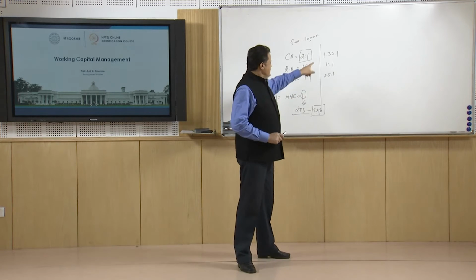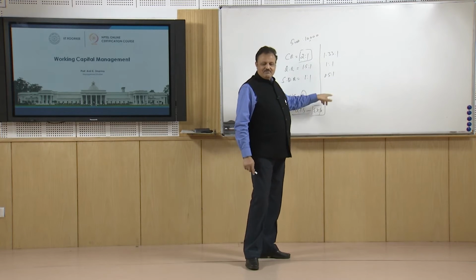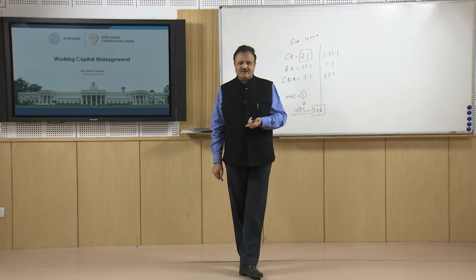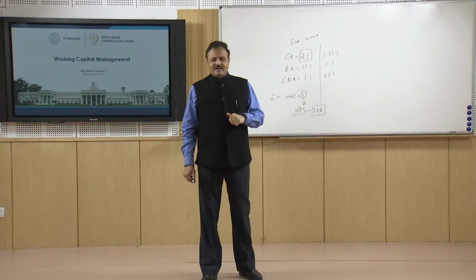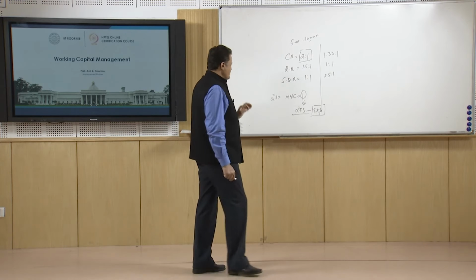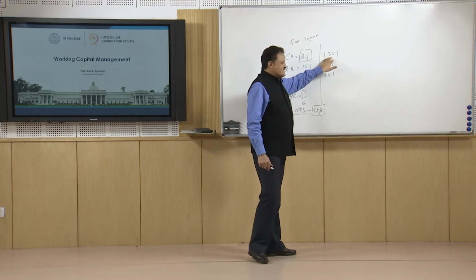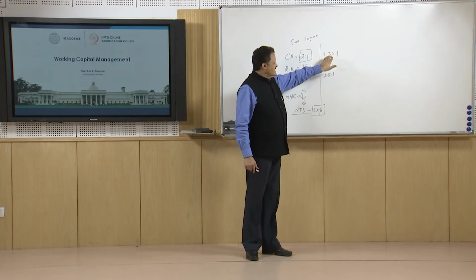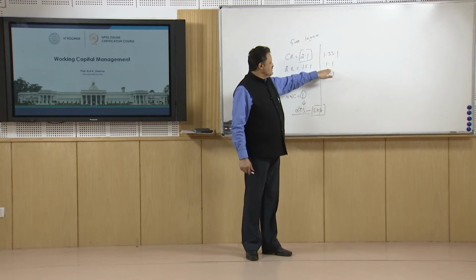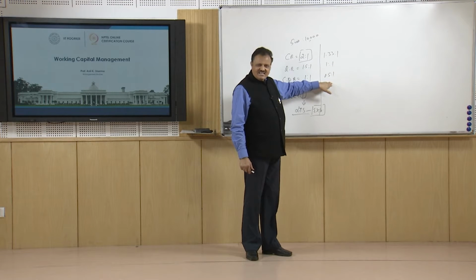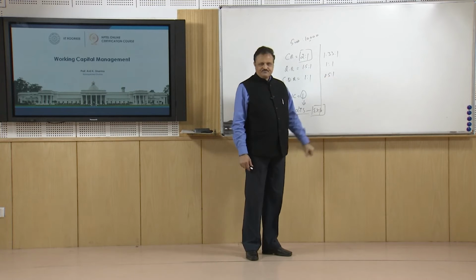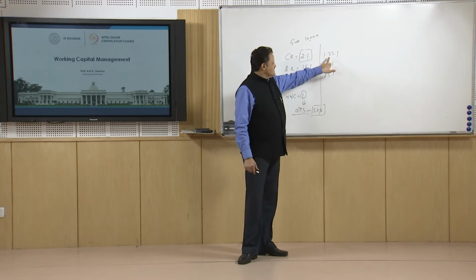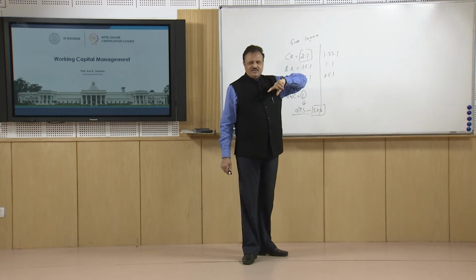This ratio is normally required by the banks. When we go to the banks seeking working capital finance, such as a working capital loan or CC limit, then this ratio is a requirement of the banks: your current ratio should be this, your quick ratio should be this, and your super quick or cash ratio should be this. So why do banks want this 0.33? Because it is a cushion.